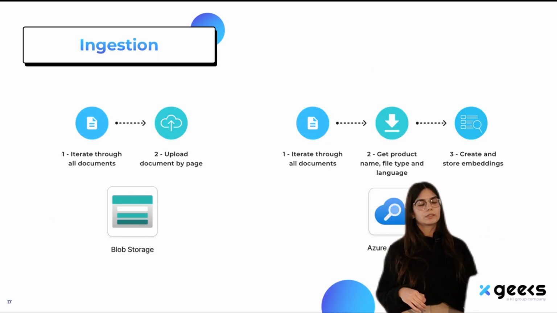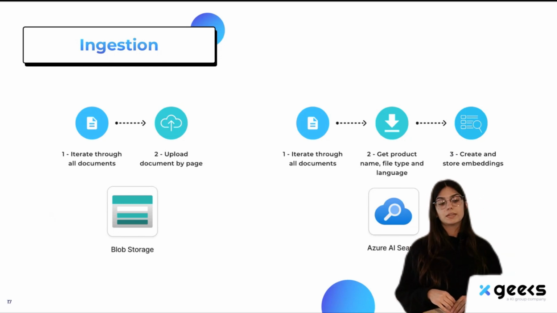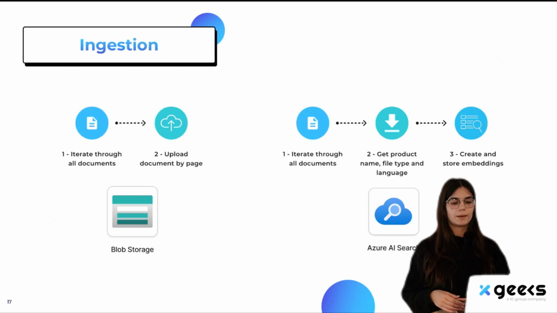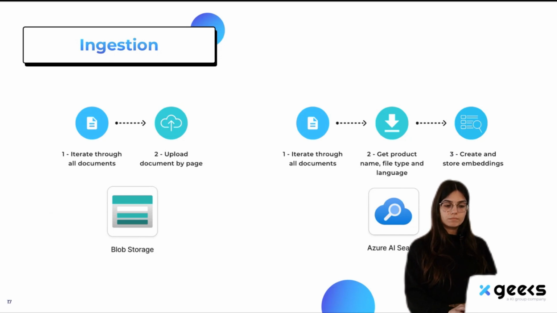Then for the Azure AI Search part, we also iterate through all of the documents. We get the product name, the file type, and the language from the file name. And then we create and store the embeddings. Also, we do this by page. For the embeddings, we use the text embedding ADA002 from OpenAI. Yeah, that's basically it.